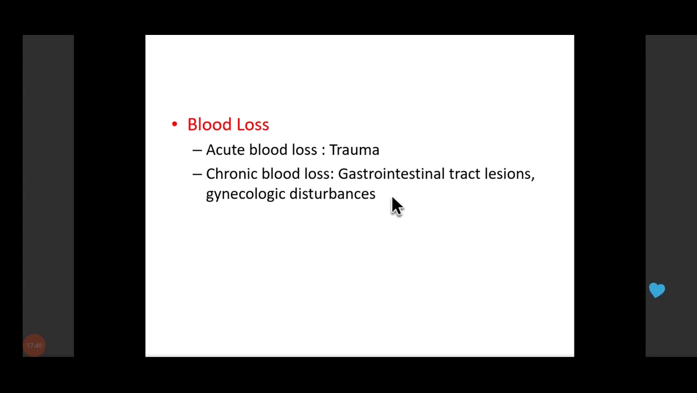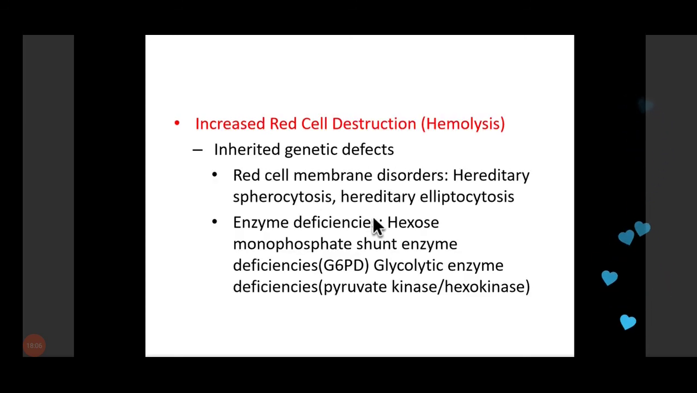Blood loss can be any acute blood loss like trauma, where the patient had a road traffic accident, or because of chronic blood loss, just like the patient I mentioned with abnormal uterine bleeding, or the patient has some gastrointestinal tract problem, a bleeding ulcer, or it could be because of chronic parasitic infection in the body. Increased red cell destruction or hemolysis, we have a separate lecture on that.